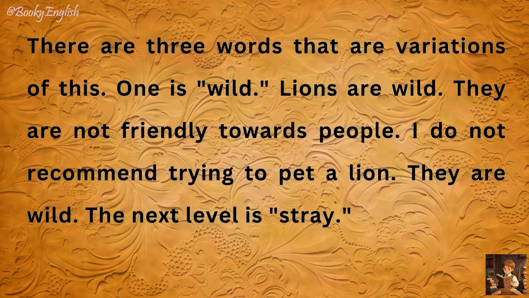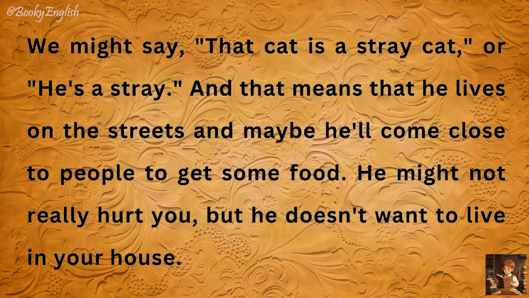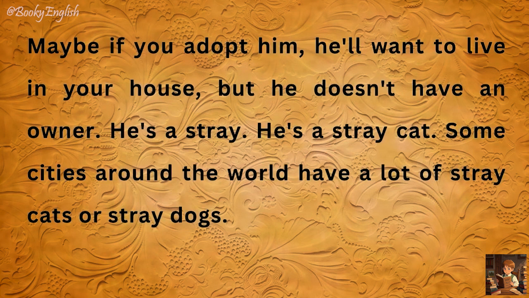There are 3 words that are variations of this. One is wild. Lions are wild. They are not friendly towards people. I do not recommend trying to pet a lion. They are wild. The next level is stray. We might say, "That cat is a stray cat," or "He's a stray." And that means that he lives on the streets, and maybe he'll come close to people to get some food. He might not really hurt you, but he doesn't want to live in your house. Maybe if you adopt him, he'll want to live in your house, but he doesn't have an owner. He's a stray. He's a stray cat.